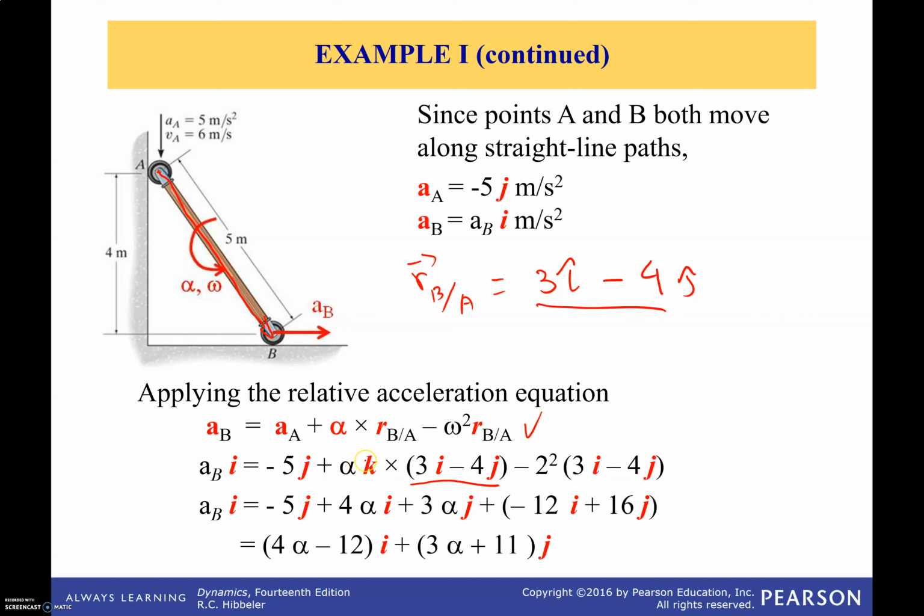And alpha k, we're going to write this, since we don't know alpha. That's the tangential acceleration, minus omega squared rBA. We found omega in the previous slide: it was 2 radians per second, so that's 2 squared, and then this is rBA. Now we can do the algebra and break this into components. We rewrite this a little neater here, and finally we get this equation.